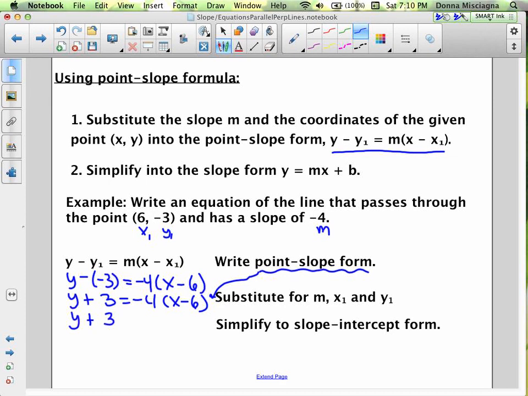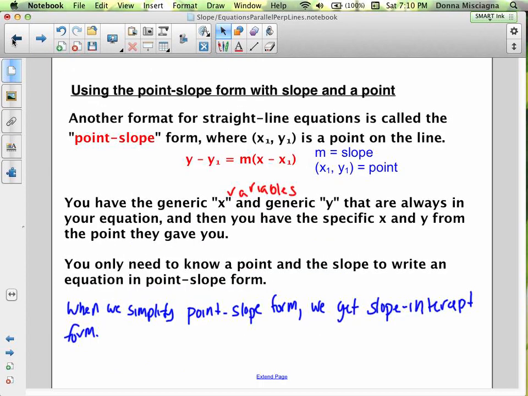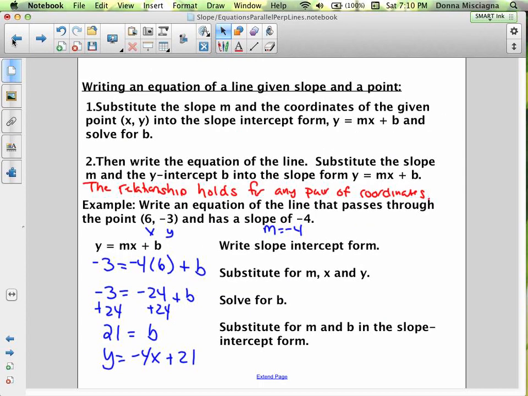So y plus 3 is equal to, we just have to distribute the negative 4 to simplify this to slope intercept form, because we're trying to get the y by itself. So we have negative 4x, negative 4 times a negative 6 is a positive 24, and then we subtract 3 from both sides. All right, just subtract 3. So y is equal to negative 4x plus 21. Notice we got the same equation as before, because it's the same line. So negative 4x plus 21, and back here, if I go one more, y equals negative 4x plus 21.